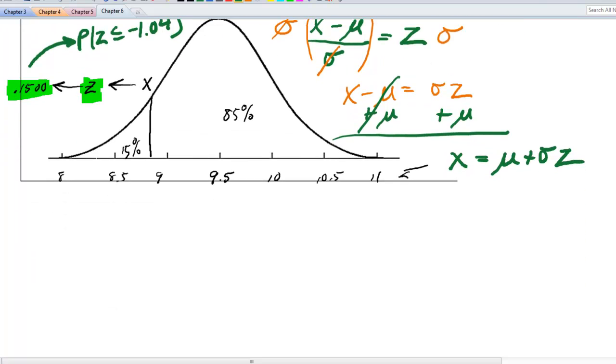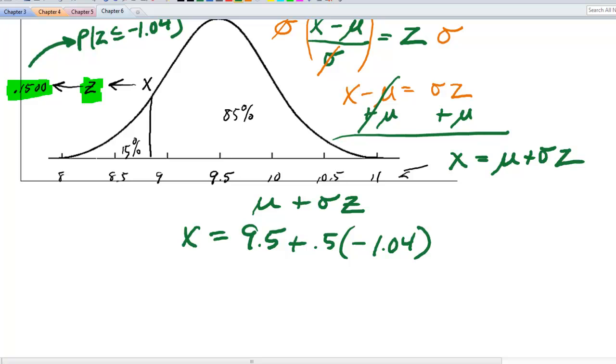So what am I going to do now? A little mathematics, simple math. The mean was 9.5, and I'm using this formula. The standard deviation is 0.5. The z-score that is associated with that 15% cutoff is negative 1.04. So multiplying 0.5 times 1.04 gives me 0.52, but because it's negative 1.04, I'm going to end up subtracting 0.52, and my answer would be 8.98. And that's pretty much how you do it. Okay? Let's do another one.